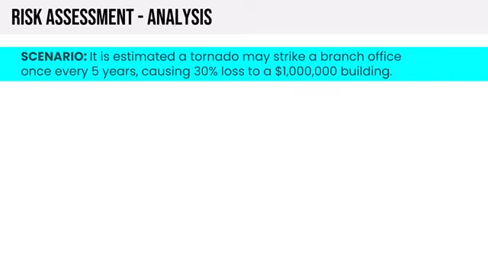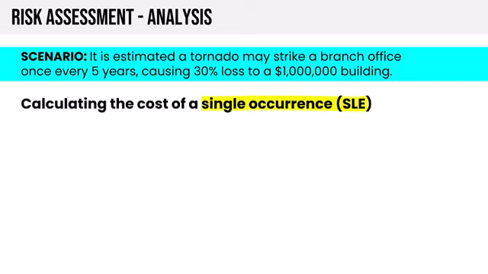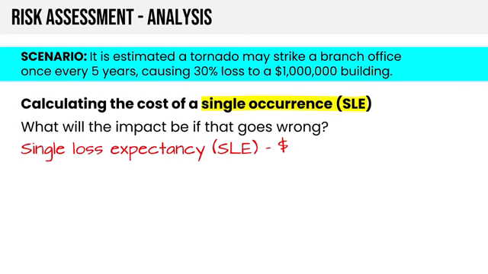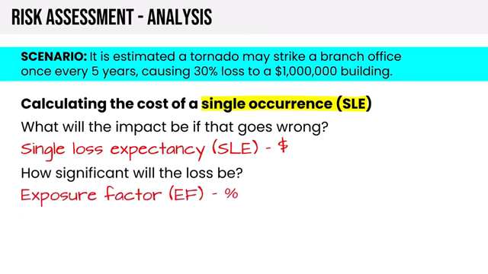So let's just step through an example. We have a scenario. A tornado may strike one of our branch offices once every 5 years, causing a 30% loss to a $1 million building. So we'll begin by calculating the cost of a single occurrence. What will be the impact if that goes wrong? Well, the single loss expectancy we express as a dollar value. How significant will the loss be? That's our exposure factor. We express that as a percentage.